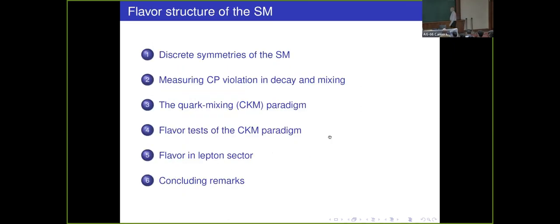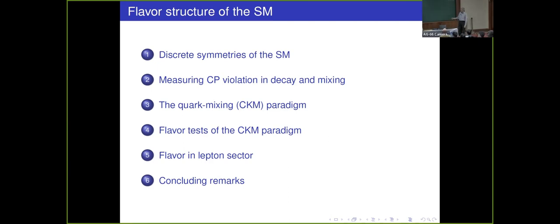Okay. So this is what we'll do. We'll make some short comments about discrete symmetry of the standard model. Remember, the gauge symmetry was a continuous symmetry, so alpha of x was a continuous parameter. Of course, the standard model also has some discrete symmetries. We'll talk about them. We'll talk about how to measure CP violation in the decays of particles and in mixing. We'll also come to what mixing is.